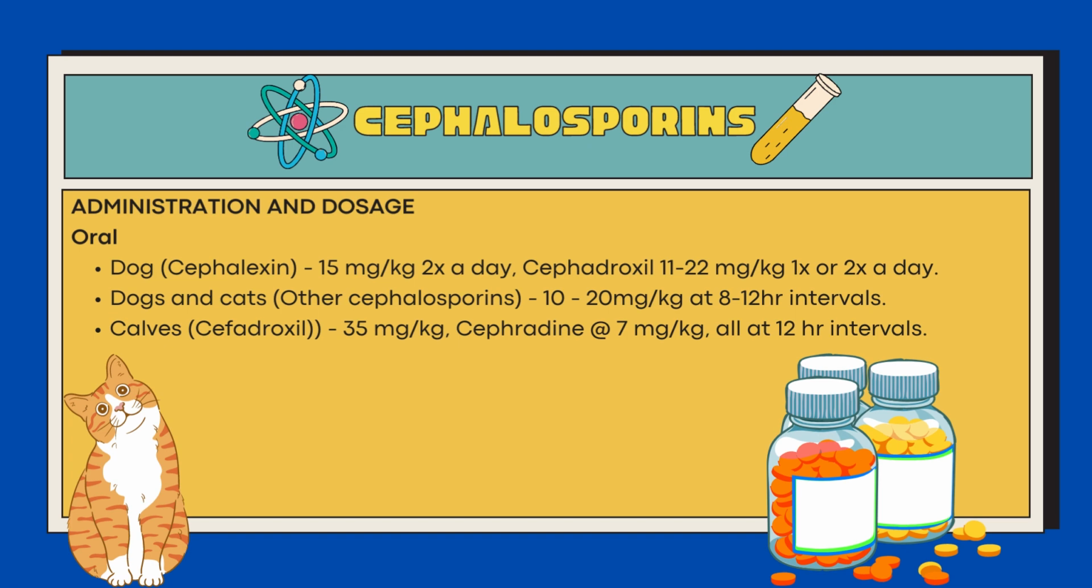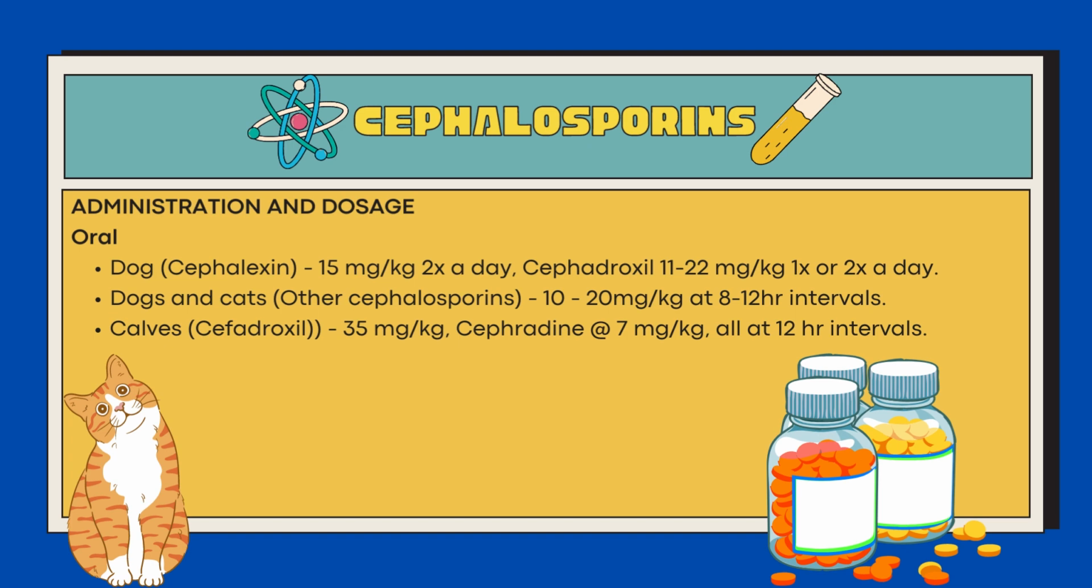Now, let's learn the administration and dosage of cephalosporins. For oral cephalosporins, for dogs, cephalexin at 15 mg per kilogram twice a day, cefadroxil at 11 to 22 mg per kilogram once or twice a day, and the other cephalosporins are administered in dogs and cats at 10 to 20 mg per kilogram at 8 to 12 hour intervals.